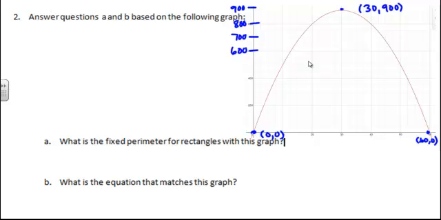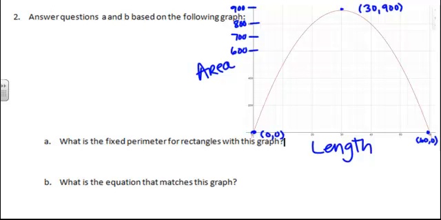And this graph has to do with fixed perimeters of rectangles. So each one of these points is a length of a rectangle and the area of a rectangle. So we could find as many points as we want on here and figure out different lengths and areas that make this up. But really, we only care about a few things. What's the fixed perimeter for the rectangles of this graph?